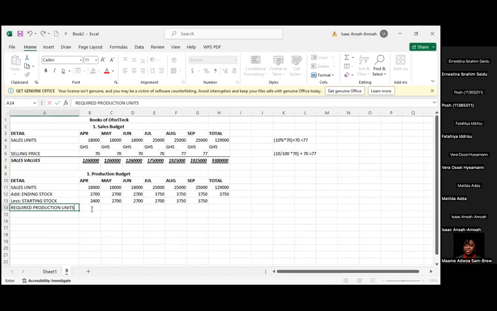The addition and subtraction here is that we are adding sales units to ending stock, then we're going to subtract starting stock from it. Okay, so that will generate us. What do you have on your calculators?